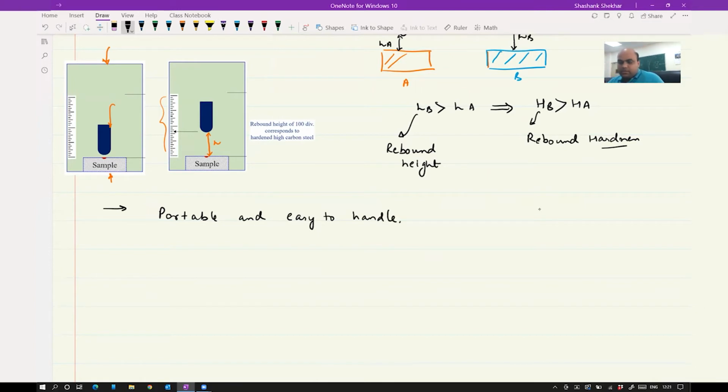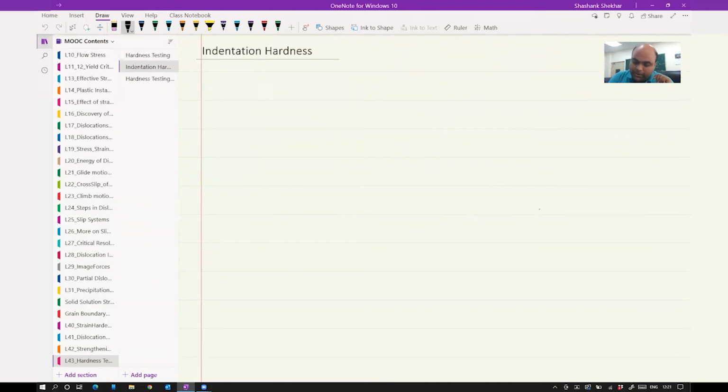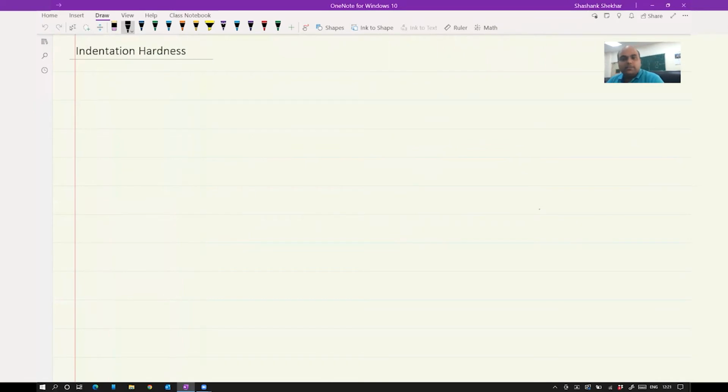Okay, so this was about rebound hardness. We have covered scratch hardness, that is the Mohs scale, and then the rebound hardness. Now we'll come to the third one, the most famous one. As material scientists or metallurgical engineers, we use indentation hardness. You might have heard already about Brinell testing, Vickers testing and Rockwell testing. We'll talk about them one by one.